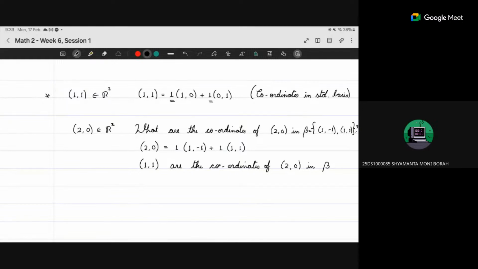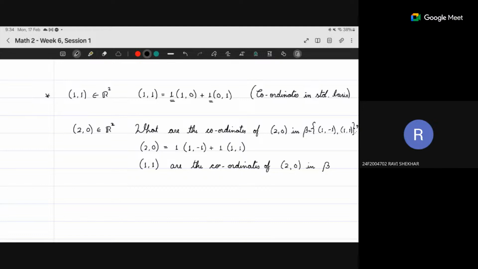So even (1, -1) would be a coordinate, right? No, (1, -1) would give you (0, -2). Coordinates are unique.